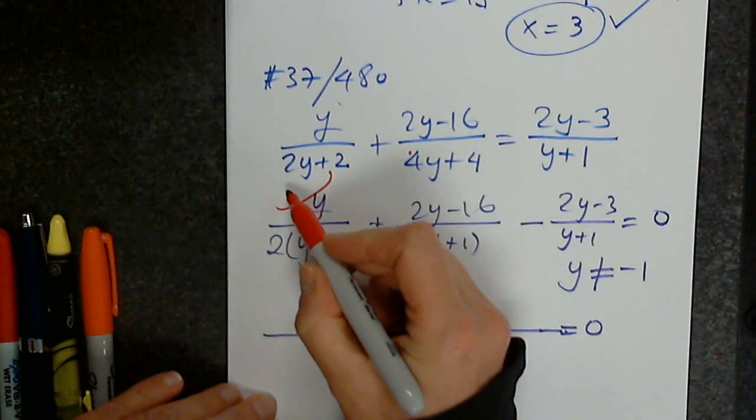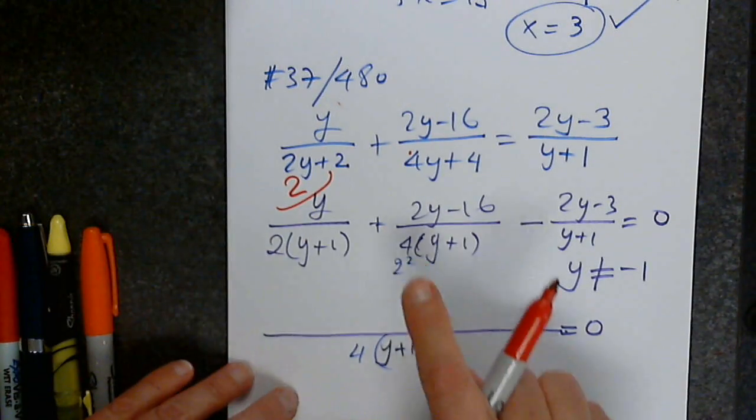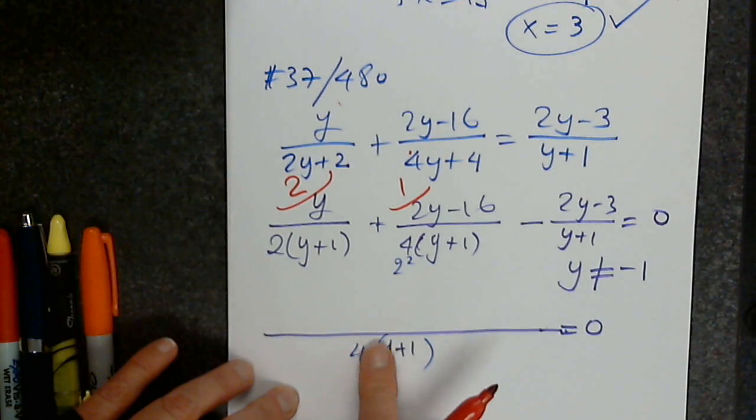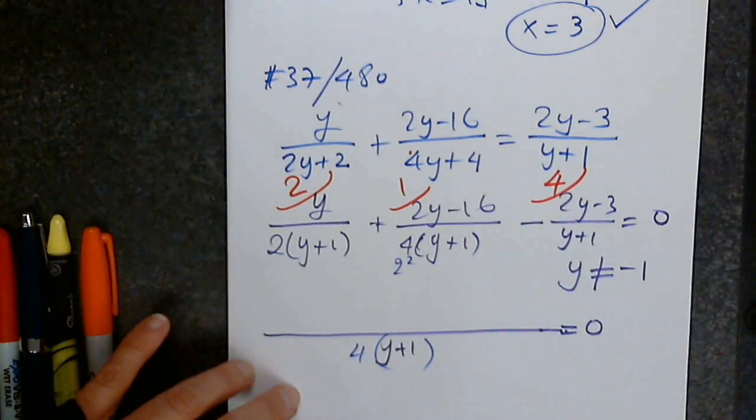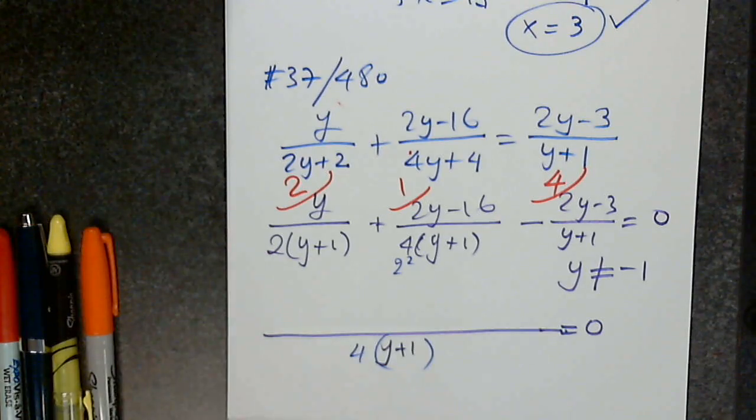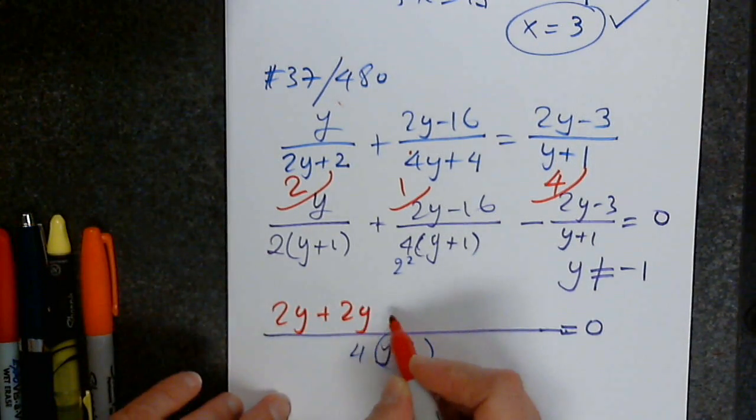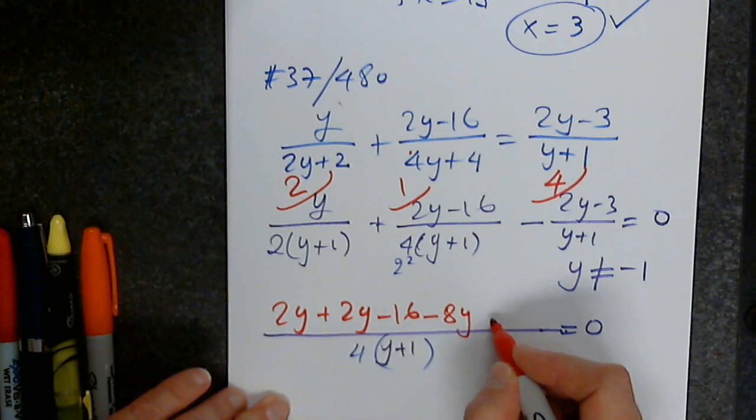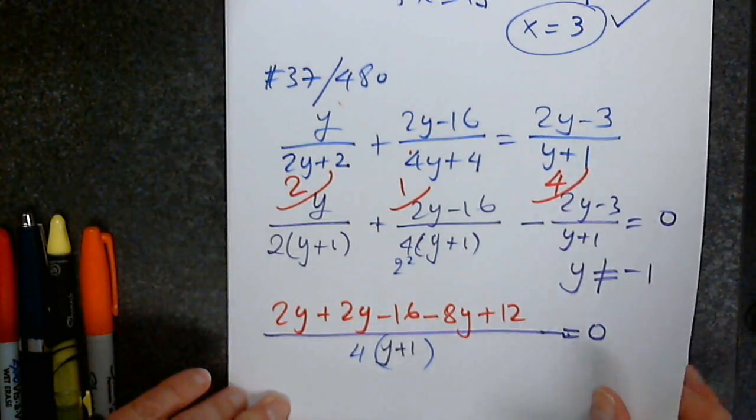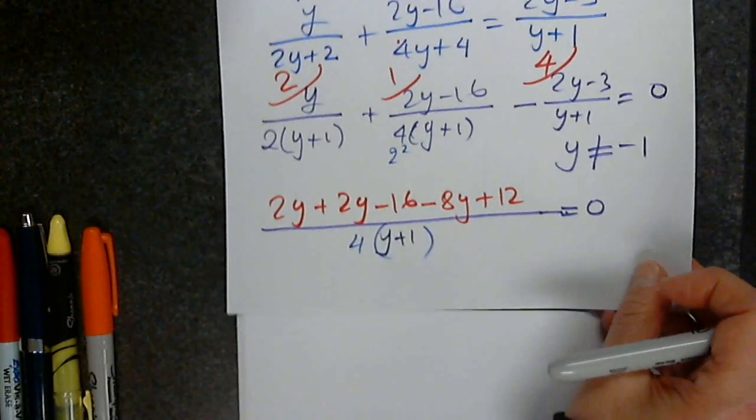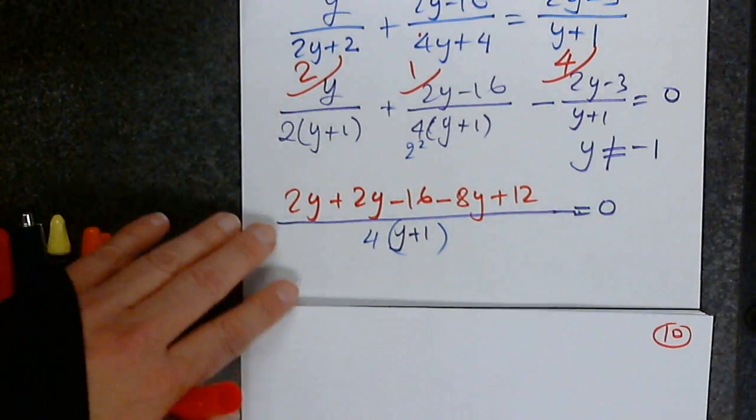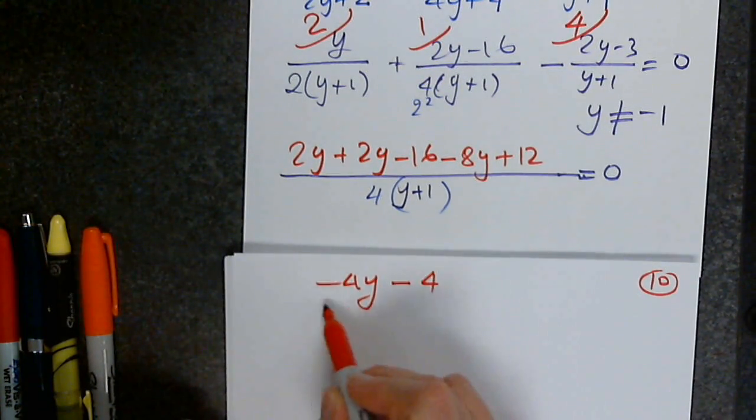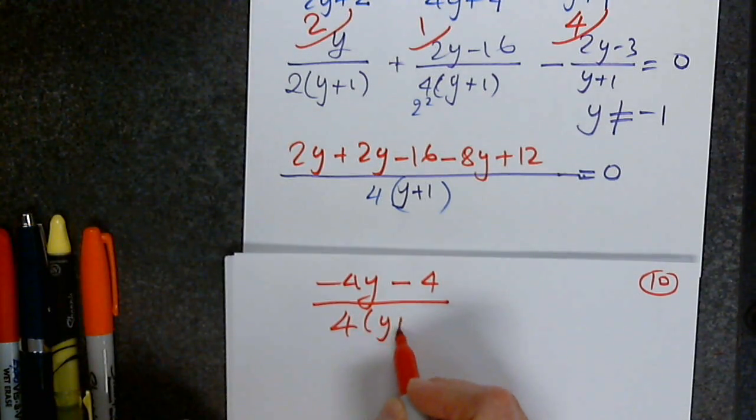And the answer is 2. This times what is this is 1. And this times what is this is 4. So it's 2y, 2y minus 16 minus 8y plus 12. Yes. Very good. Perfect. Next step. Negative 4y minus 4 over 4y plus 1.